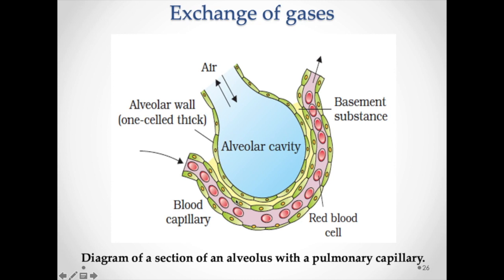So you can see this is the alveoli surface. It is only 1 cell thick. This is a capillary. It is again 1 cell thick. So this thickness is so less that diffusion of gases can easily take place between the alveolus and the blood capillary. Oxygen can enter into the blood, and carbon dioxide from the blood can easily enter into the alveolus.